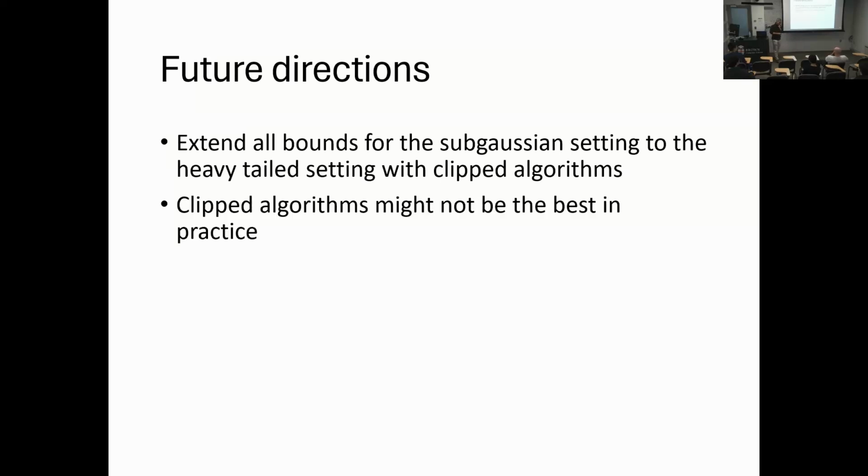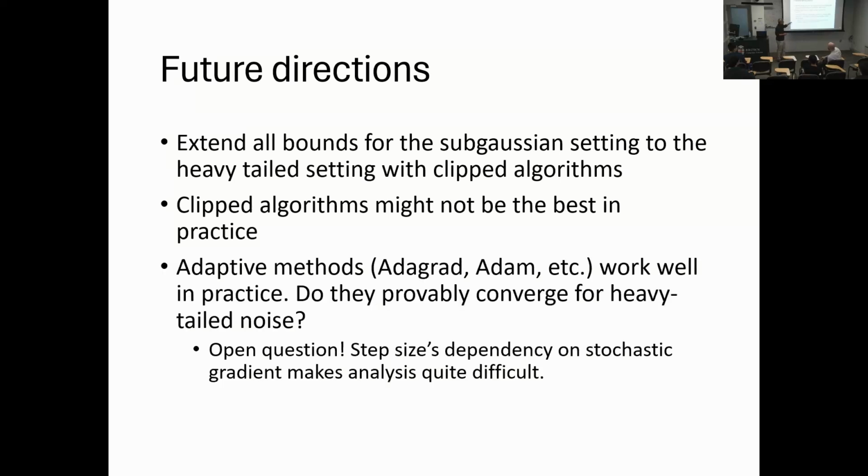Another observation is that clipped algorithms might be something to do in theory, but they're not the best in practice, right? In practice, people prefer to use adaptive algorithms like Adagrad or Adam. They have some kind of soft clipping behavior, and generally people use these algorithms rather than clipped gradient descent if they can. So what kind of convergence guarantees do you have for these algorithms? They're also remarkably robust in practice.